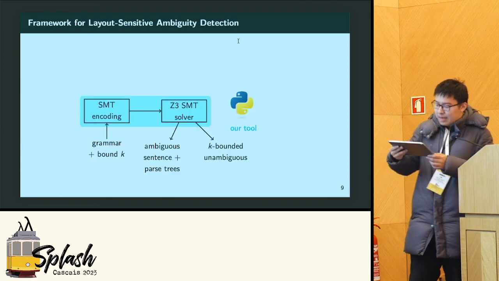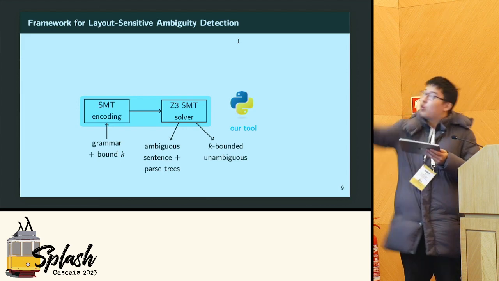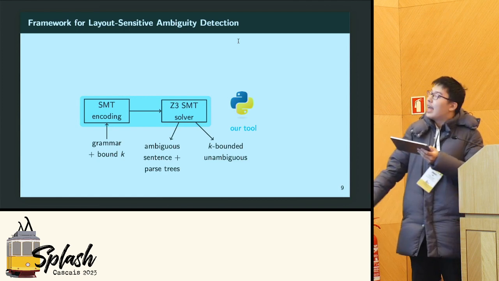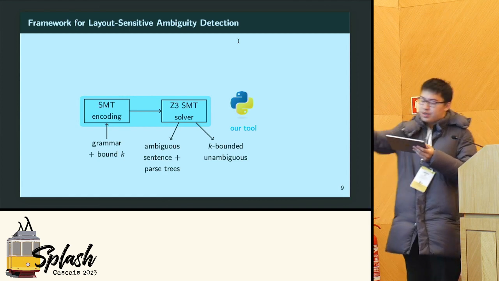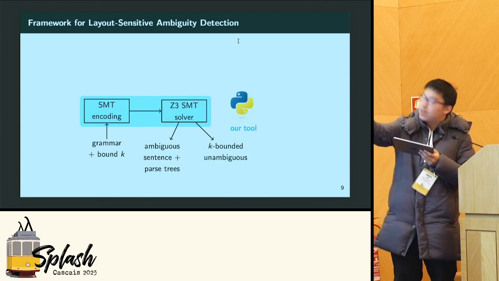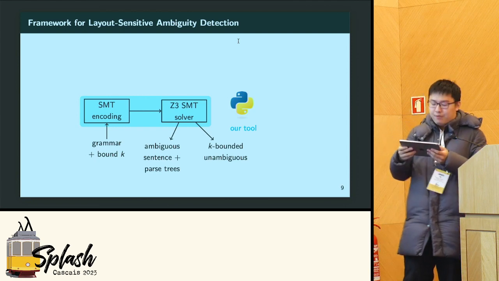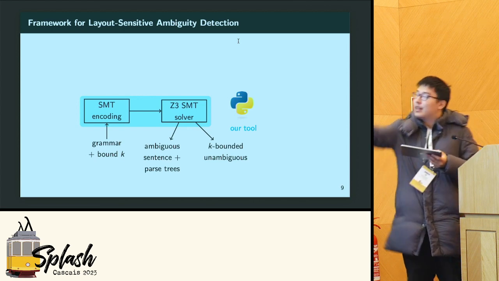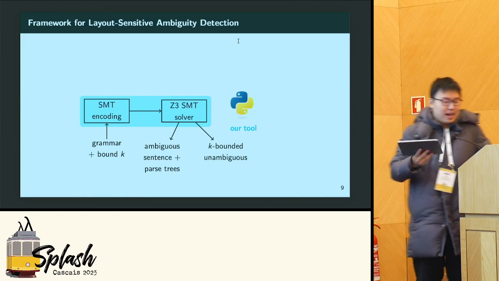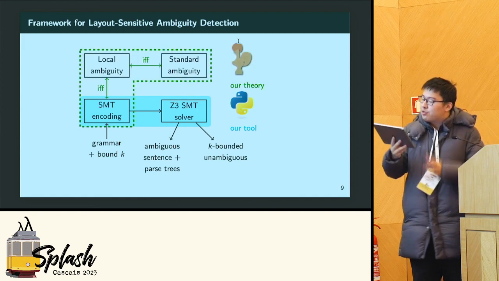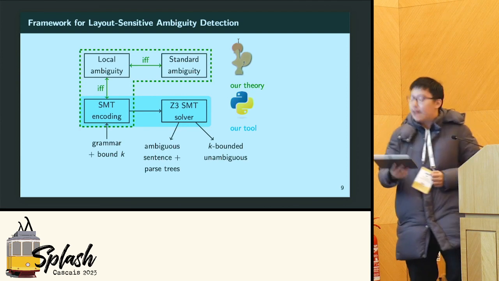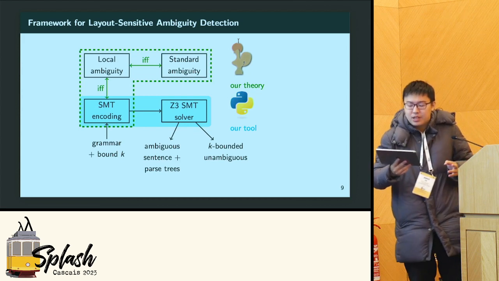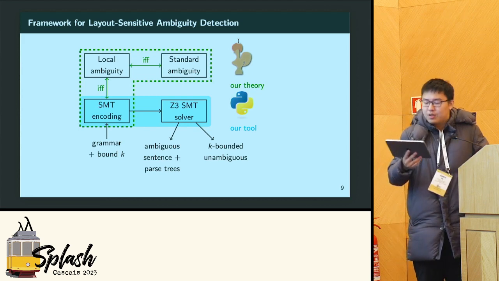Starting from the concept of local ambiguity, we created the following framework. To begin with, we created an ambiguity checker in Python, which first encodes the local ambiguity condition in an SMT formula and then invokes the Z3 solver to check if there's an ambiguous sentence within the given length bound k. We've also formalized our theory in Coq and proved the equivalence between local ambiguity and the standard bounded ambiguity. We also showed in Coq that the SMT encoding is analogous to the local ambiguity condition.